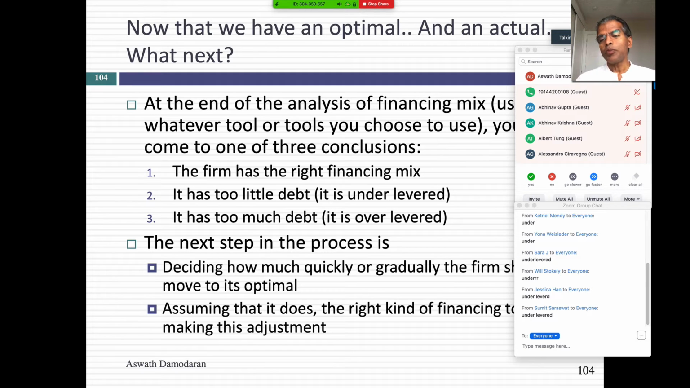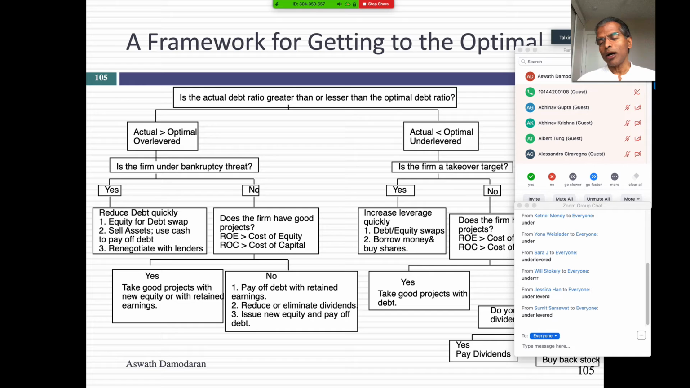So this part of your project might become very simple for you. My firm is already at its optimal. It's at the cost of capital it should be. Let me move on. But if your actual is different from the optimal, let's talk about what to do next.